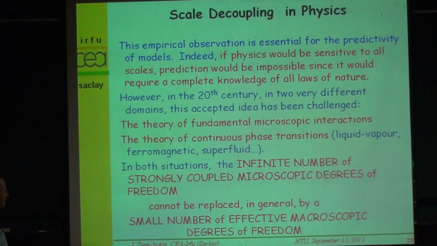Okay. Now, there have been two domains of physics where this has been challenged, where it is not true. It's the theory of fundamental microscopic interaction, which is one of them, and the theory of continuous phase transition. And in both situations, the infinite number of strongly coupled microscopic degrees of freedom cannot be replaced, in general, by a small number of active microscopic degrees of freedom. Because if you do that, you get the wrong answer, you get infinities in fact. Okay, which means infinities now is an indication that something at a short scale has to be taken into account, which you wanted to omit, and that's not right.